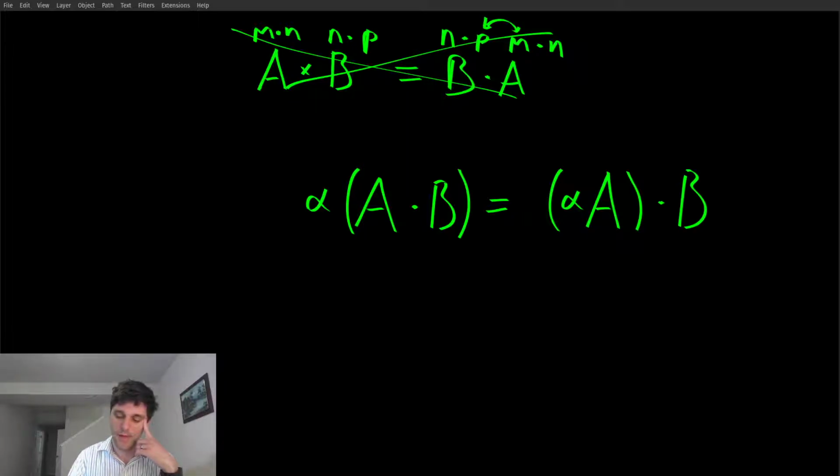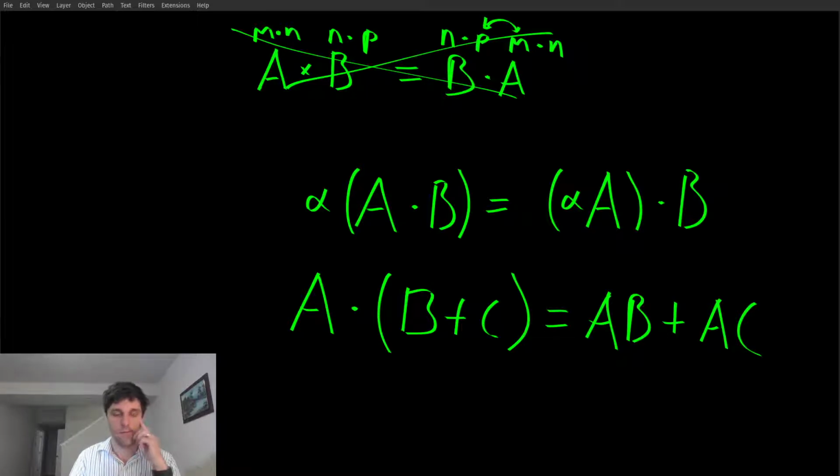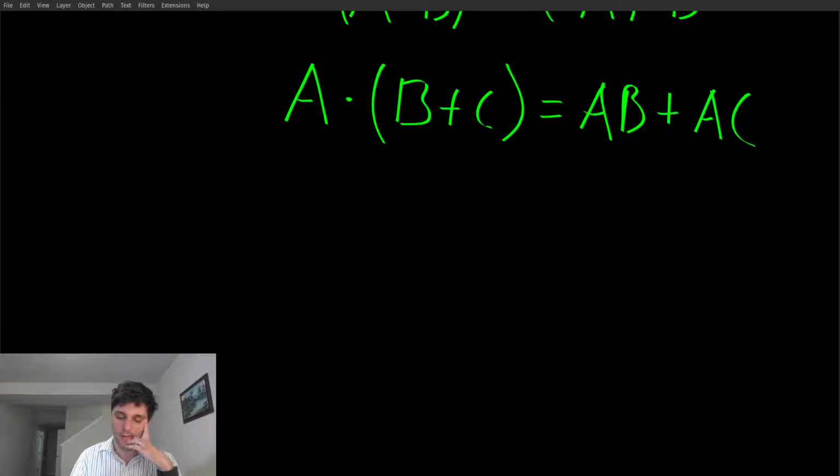You can move it inside there. And okay, distributivity also works. So if I have matrix A times (B plus C), that's the same as AB plus AC, and that will work out as we might hope.